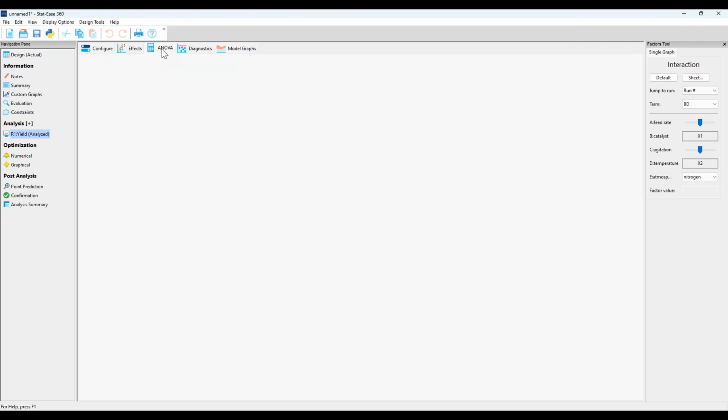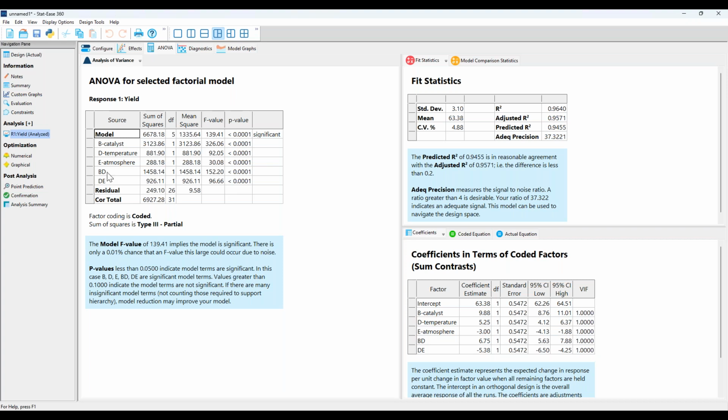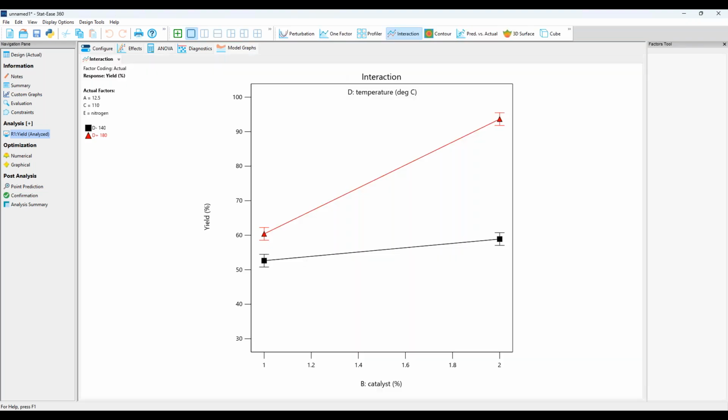Remember, if I look at the ANOVA, I had two-factor interactions, BD and DE. They have a letter in common, and E was a categoric choice. So if I look at the BD interaction plot and I toggle factor E, I'll be able to get an idea what's happening. So this is the BD interaction. Okay, and I can look at nitrogen.